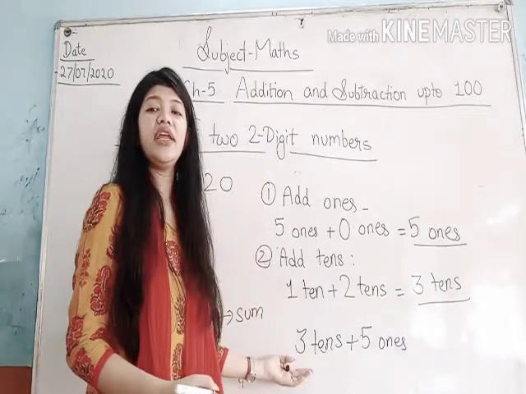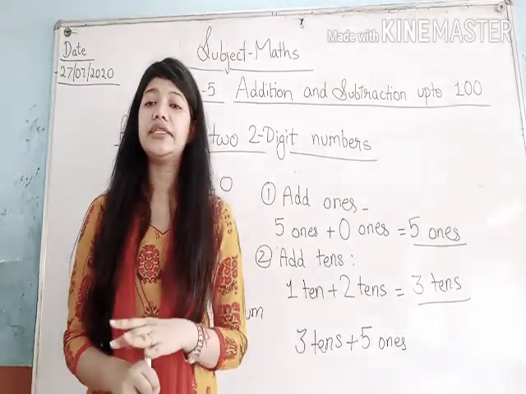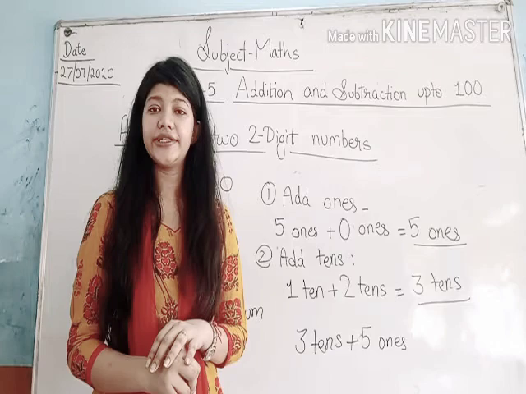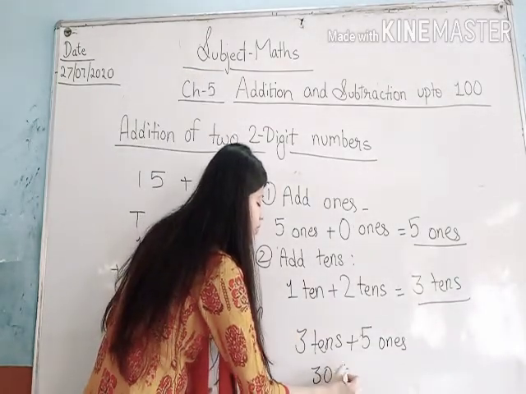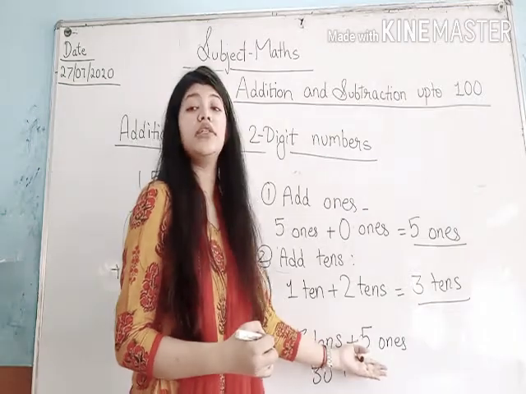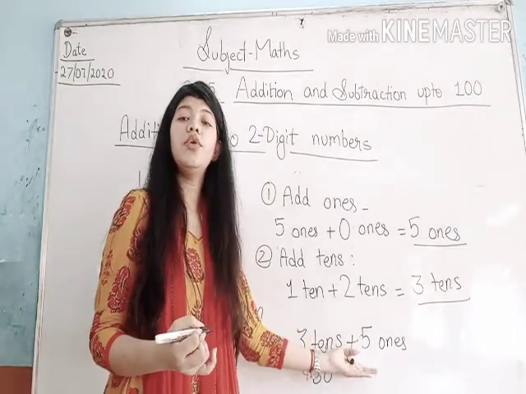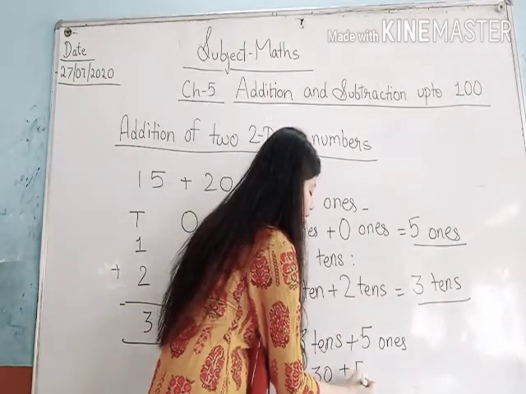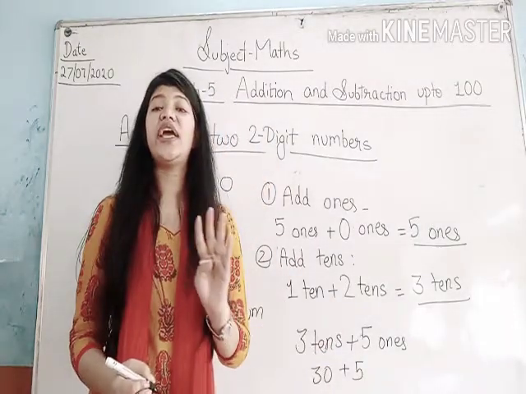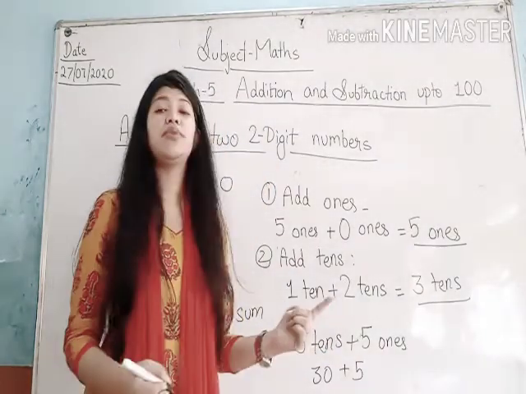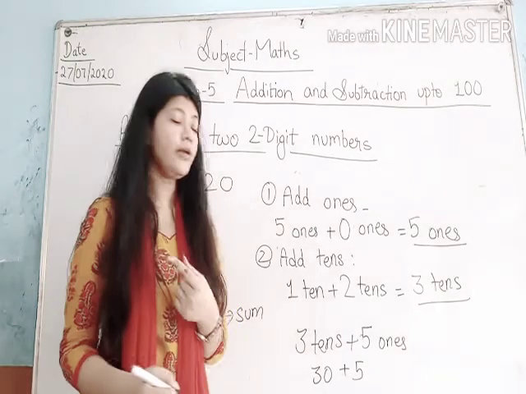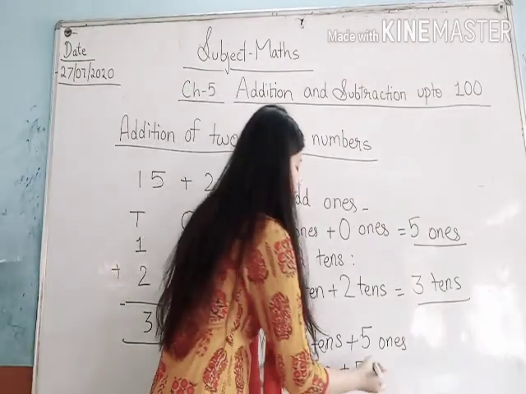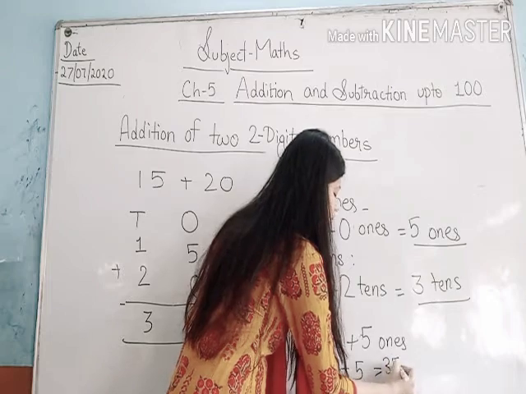And you know very well what we mean by 3 tens. 3 tens is equal to 30. So we will write 30 over here plus 5 ones. Now 5 ones is equal to 5. 5 ones means 5 singles and 3 tens means 3 sets of 10. So 30 plus 5 is equal to 35.